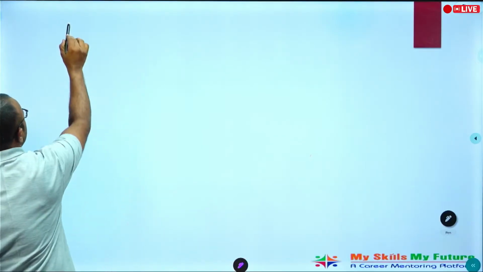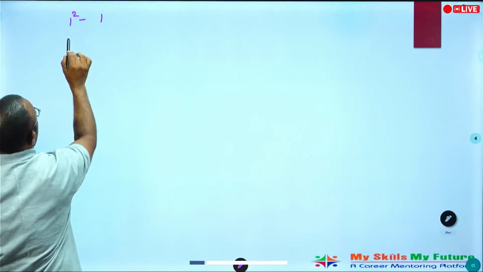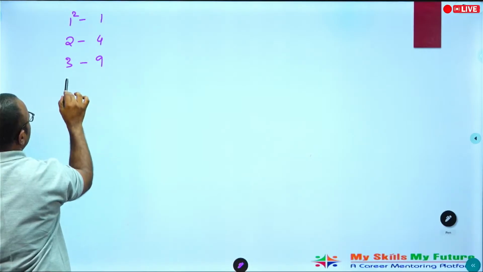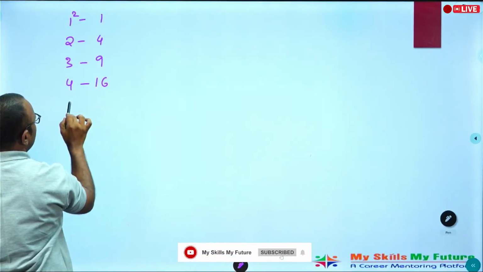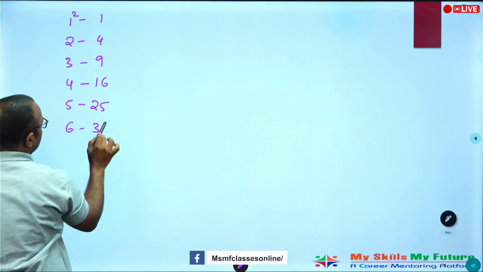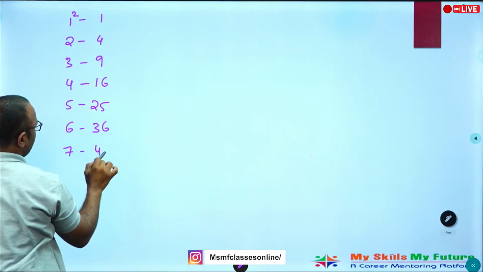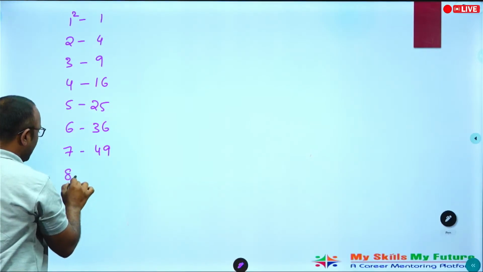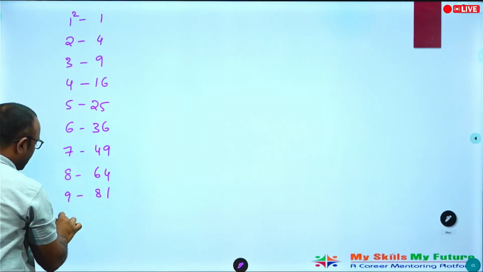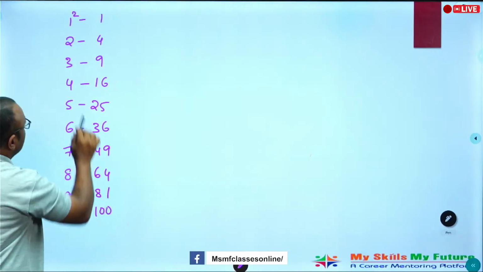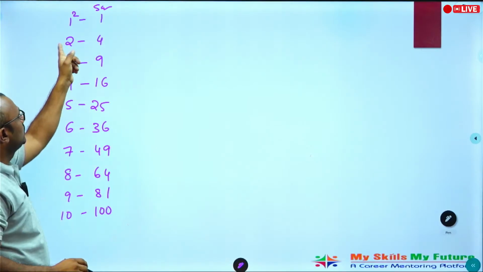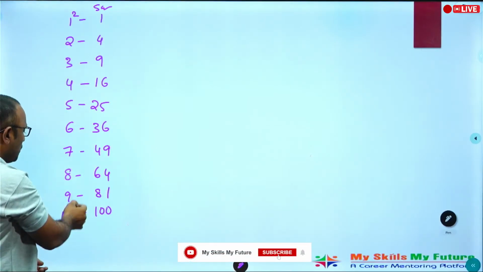1 square is 1, 2 square 4, 3 square 9, 4 square 16, 5 square 25, 6 square 36, 7 square 49, 8 square 64, 9 square 81, 10 square 100. This is the square, this is the value, okay, right. So 1 square 1, 2 square 4, 3 square 9, so 10 square 100.